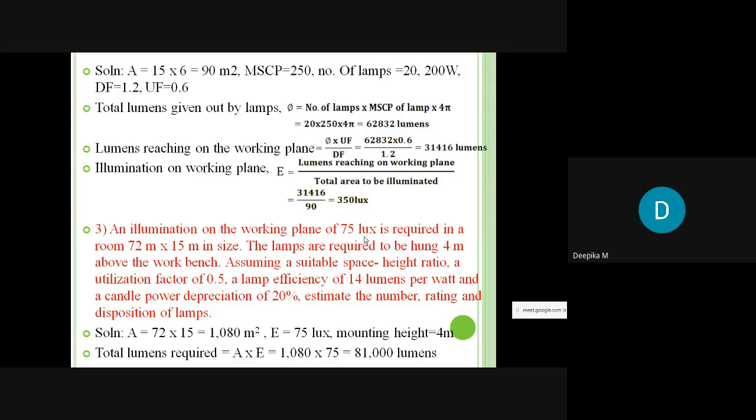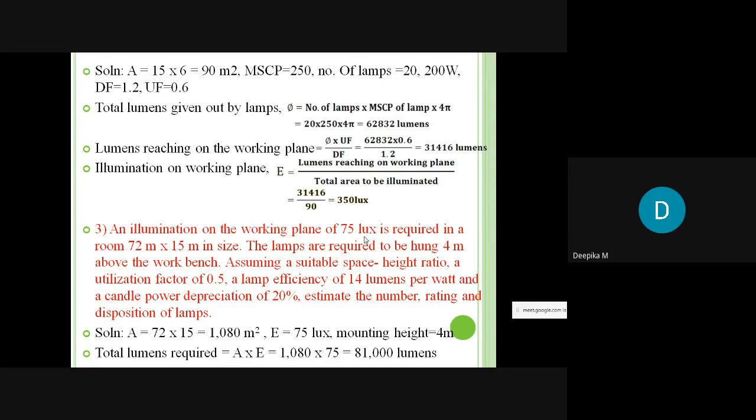Next, here we can assume any suitable space to height ratio. While assuming a suitable space to height ratio, it usually varies from 0.6 to 1.5. Okay, so this is actually the varying range of space to height ratio. So we can usually assume from 0.6 to 1.5.